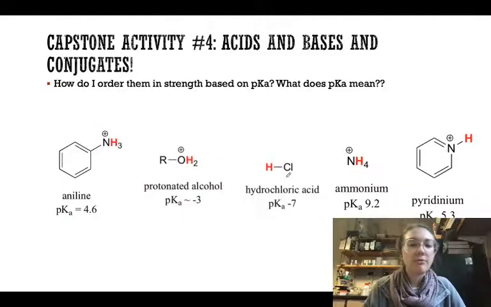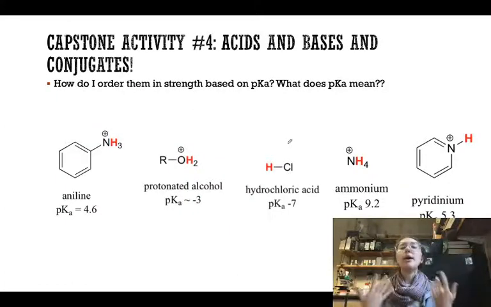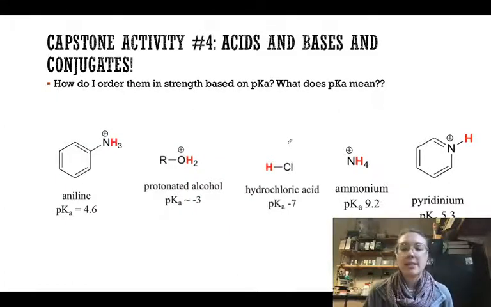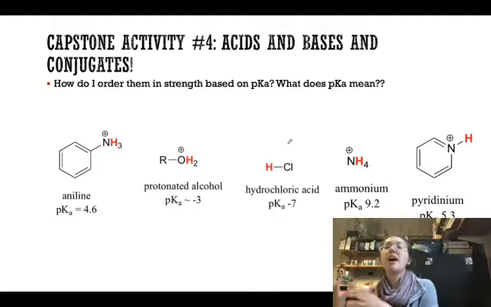Okay, so now moving forward, how do I order anything based on the strength when I'm talking about acids or bases when I'm looking at the pKa? And so we have to think back to what pKa means. And pKa just means the power of the equilibrium constant of that acid.